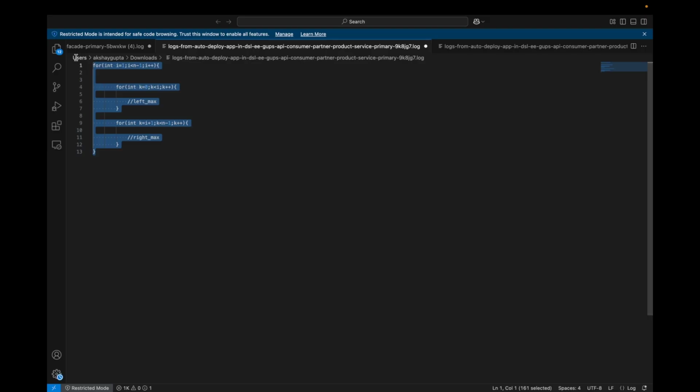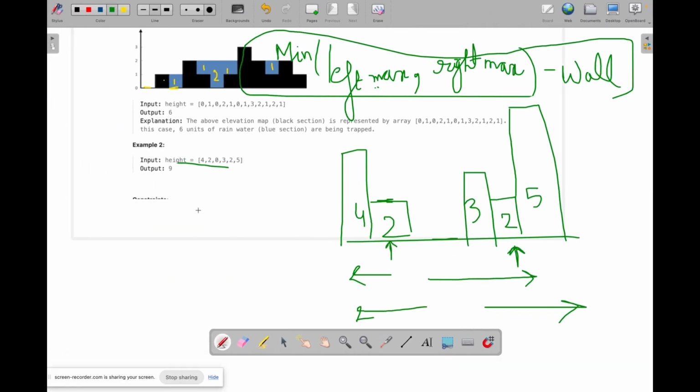But if you see this solution, it will take order of n square, because we are running one loop for traversing each element in the array, and then we are going left and going right. So basically there is an inner loop, so it will be order of n square. Now let's see how we can optimize this solution.